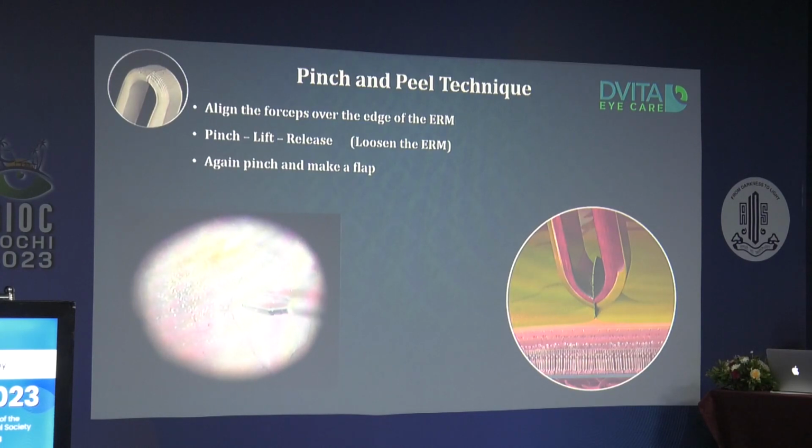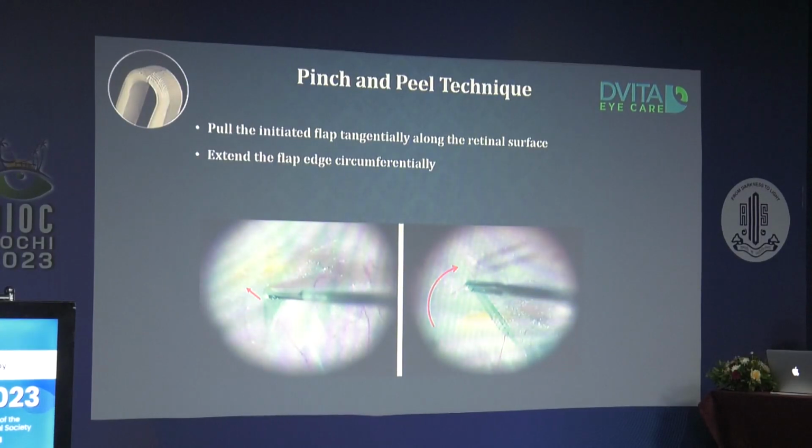This causes loosening of the epiretinal membrane, as you can see here. After that we pinch again and make a flap, and then we pull that flap tangentially along the retinal surface. We should not pull vertically over the retina. We have to pull the flap along the retinal surface, maintaining the curvature of the eye. Second, we have to extend the flap circumferentially, like we do a capsulorhexis in cataract surgery. Otherwise it causes a break in another area.